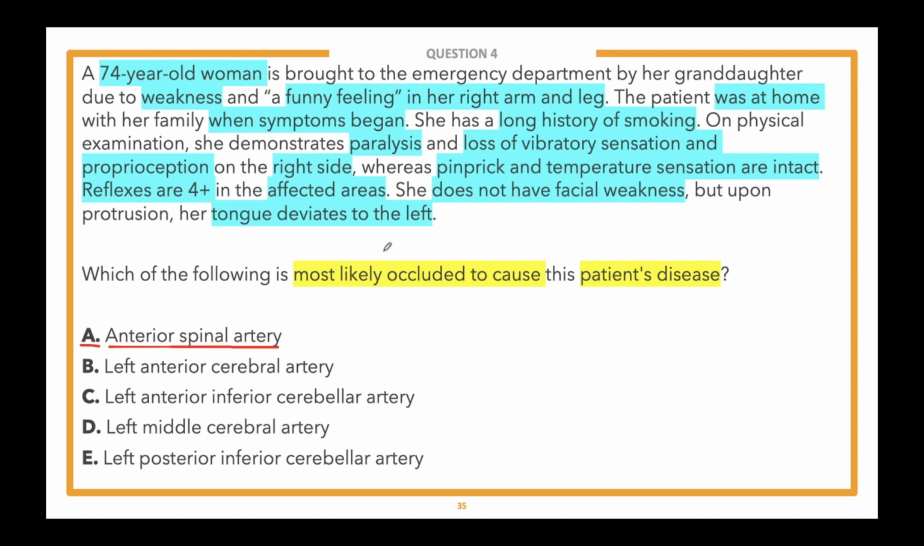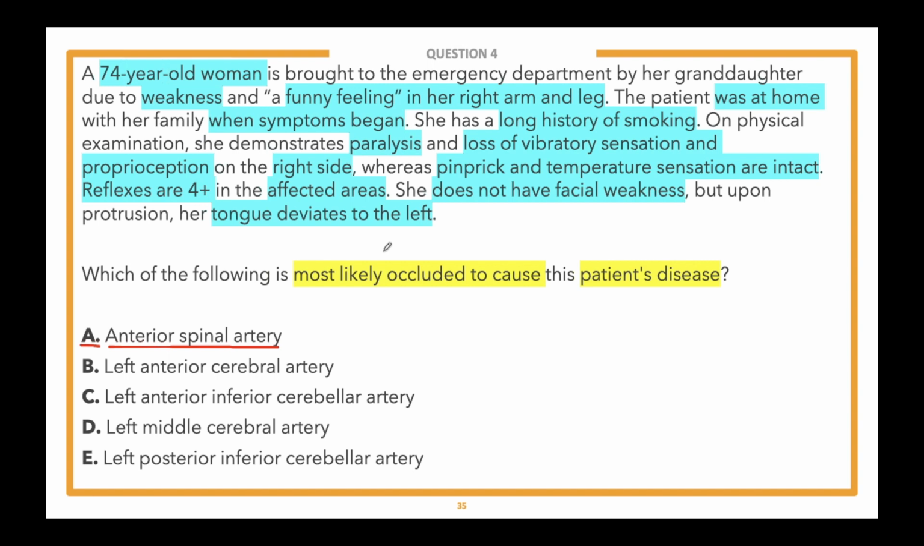And that should kind of be pointing you towards medial medullary syndrome, okay? An infarct of the medial medulla also can cause contralateral weakness in an upper motor neuron pattern, which is what we see this patient has, hyperreflexia on the arm and leg. You can also have loss of proprioception and vibratory sensation below the neck, okay? And this is usually caused by occlusion of the anterior spinal artery, okay?